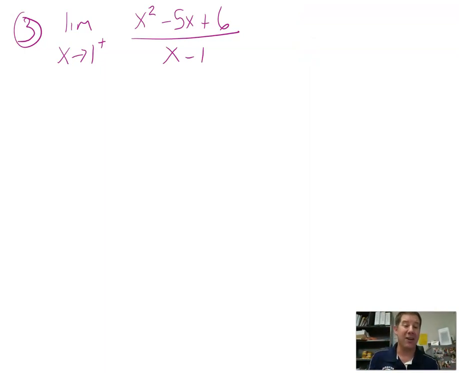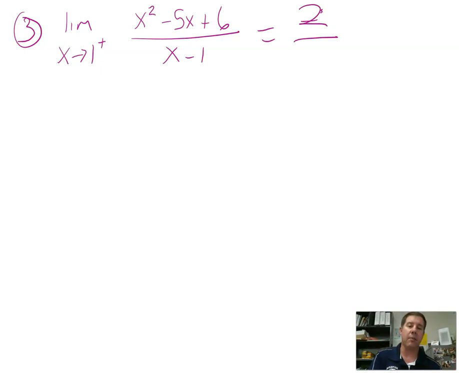We might try factoring, but if you factor, nothing kills off in this case. This is not one of those indeterminate situations, although you can factor that top. So I just want to think about what's going on, because I got that undefined, because I know I've got this vertical asymptote. So again, if I plug the 1 in the top, we said 1 minus 5 is -4 plus 6 is 2 on top, right?